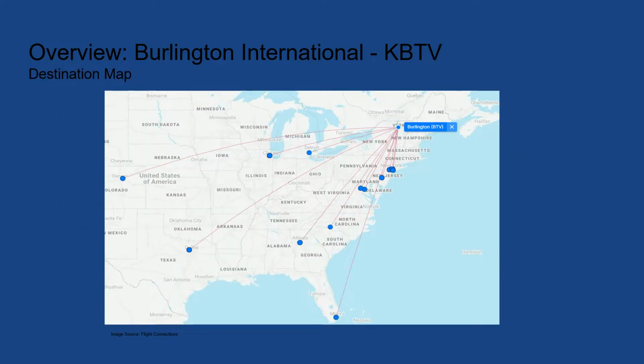Here's the destination map that is offered for direct flights out of Burlington. As you can see, most of them are East Coast, some of them branch to the Midwest and western part of the US, but largely it's only regional flights on the eastern seaboard.